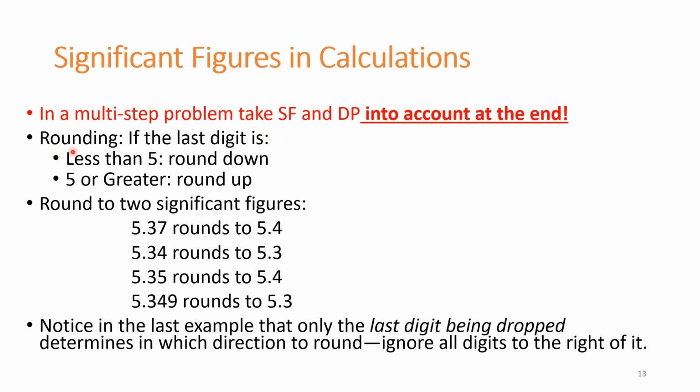So you're going to have to round. If the last digit is less than 5, you round down. If it's greater than 5, you round up. Or if it's 5 or greater, you round up. So let's take a look at some examples.